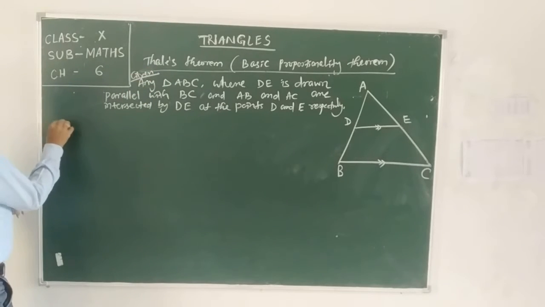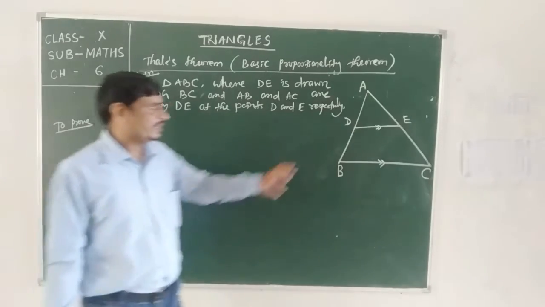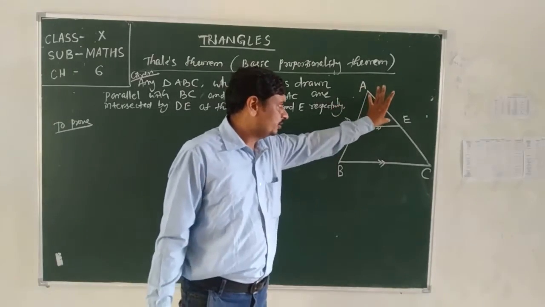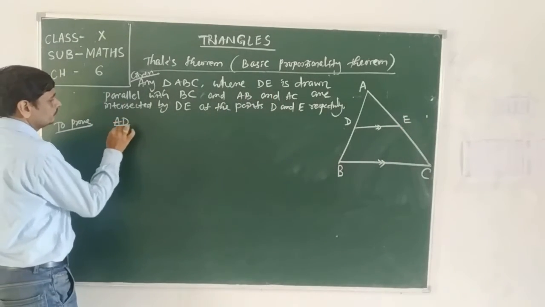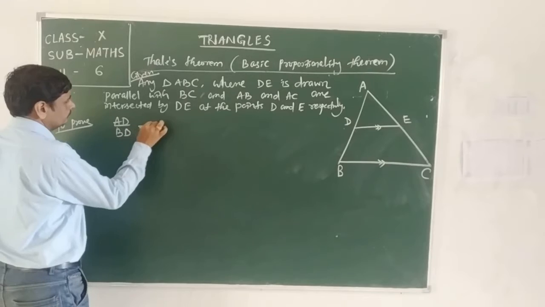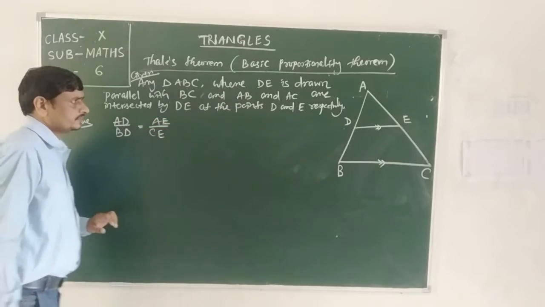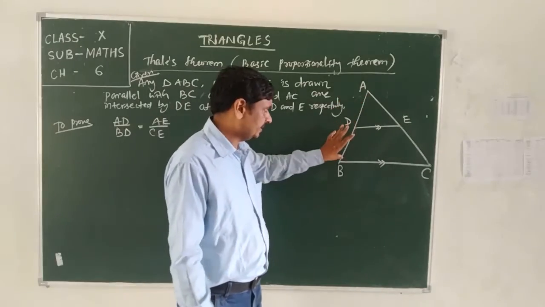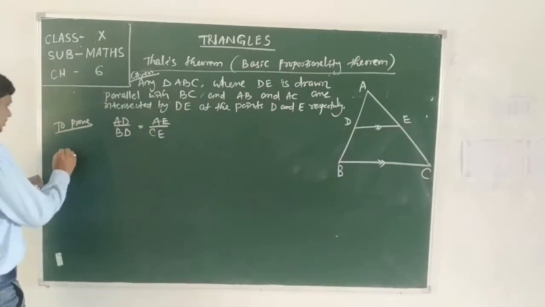Now we have to prove AD by BD is equal to AE by CE. Next, construction.